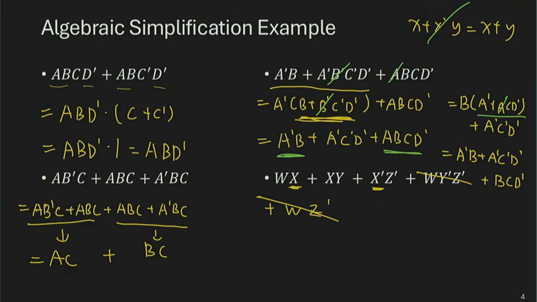Yeah, WZ prime is the consensus term between WX and X prime Z. You have X and X prime appearing in those two terms, and then you can pick the remaining variables, W and Z prime, and then combine that into an additional redundant term. Right? And making use of this redundant term to get rid of some of the smaller terms, and then also throw it away once you made use of it. All right.